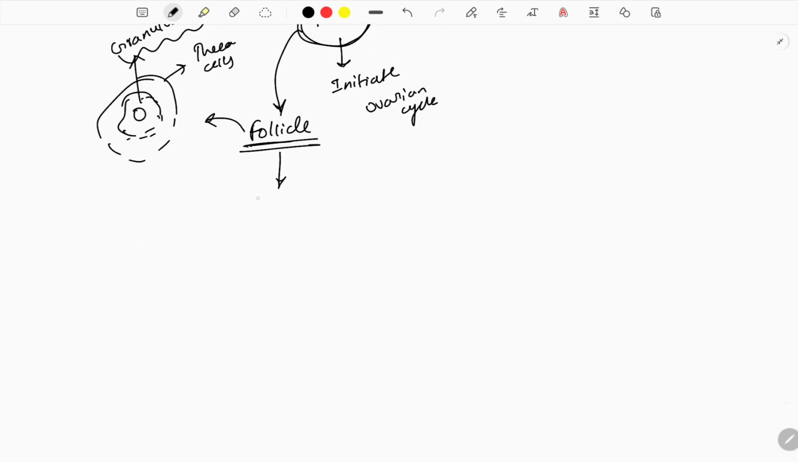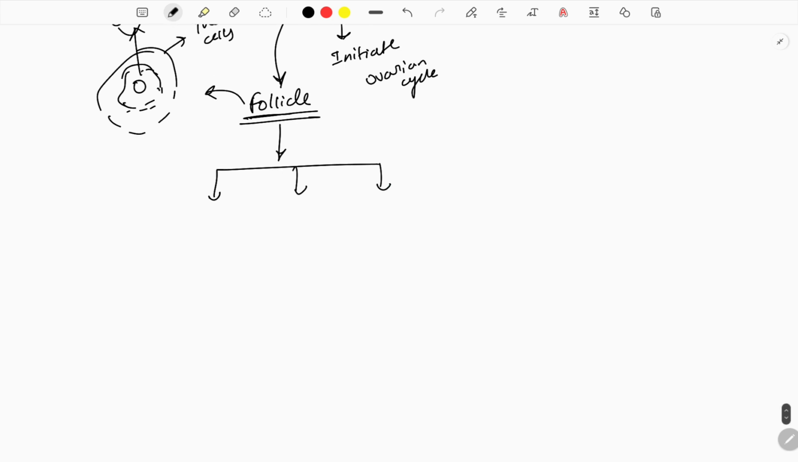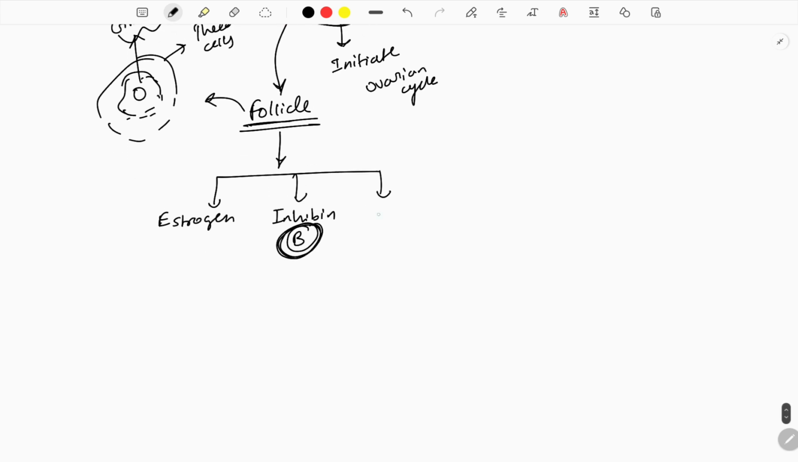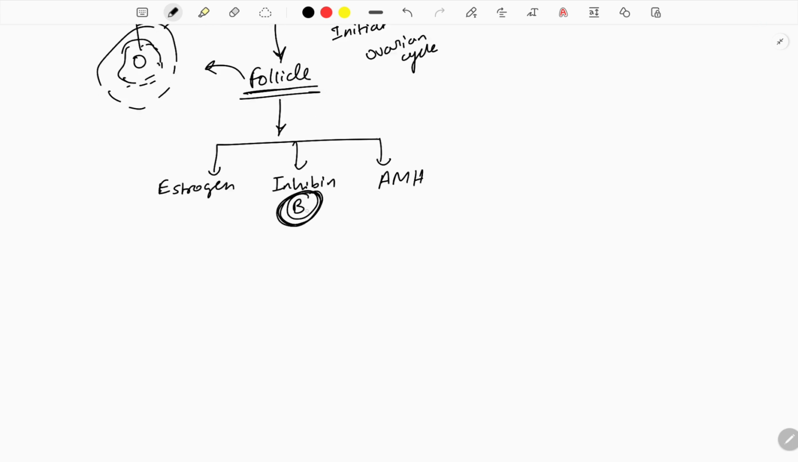And now this granulosa cell secretes three hormones. First is estrogen. Second is inhibin B. This is very important. Inhibin B, not A. Third, AMH. What is the role of inhibin B? It inhibits FSH. What is the role of AMH?